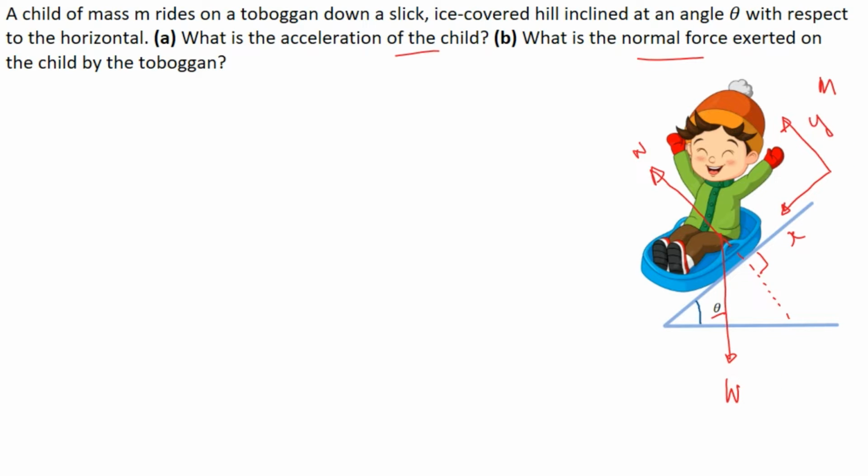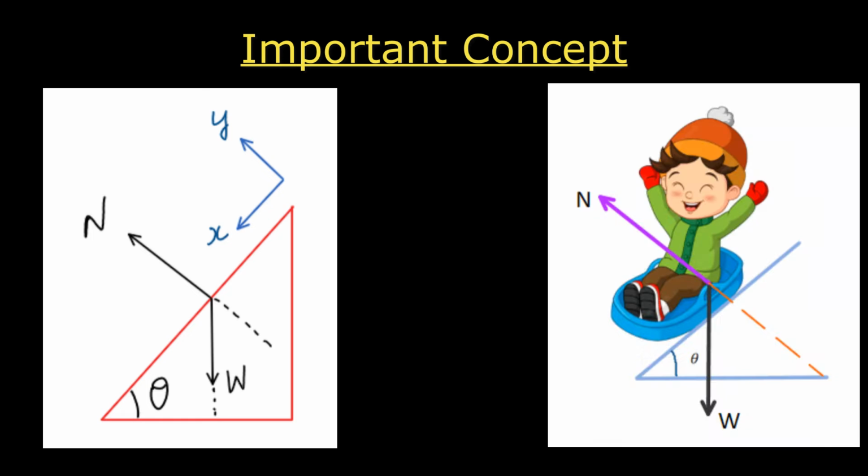Now it's very important to look here. If this angle is theta, this angle will also be theta. Let's understand this concept by using this triangle. Here we see that this is a right angle triangle and this angle is theta, right? And W is vertically downwards, N is perpendicular to the surface. Now if this angle is theta, this angle will be 90 minus theta, right? And this total angle is 90 degrees, so this angle will be theta itself, right? Now we can get back to the free body diagram.